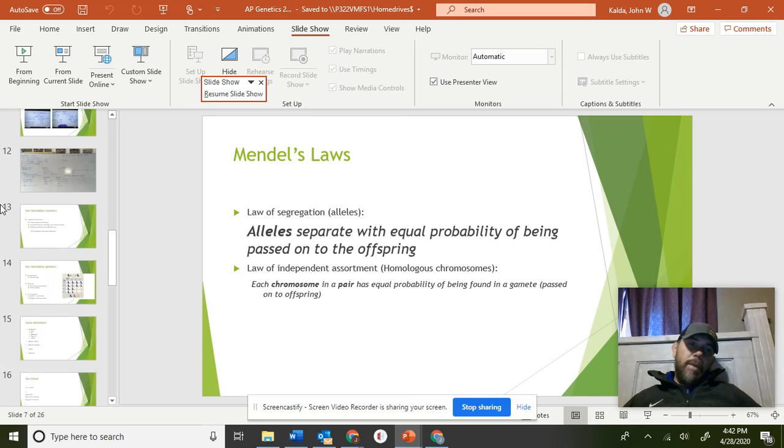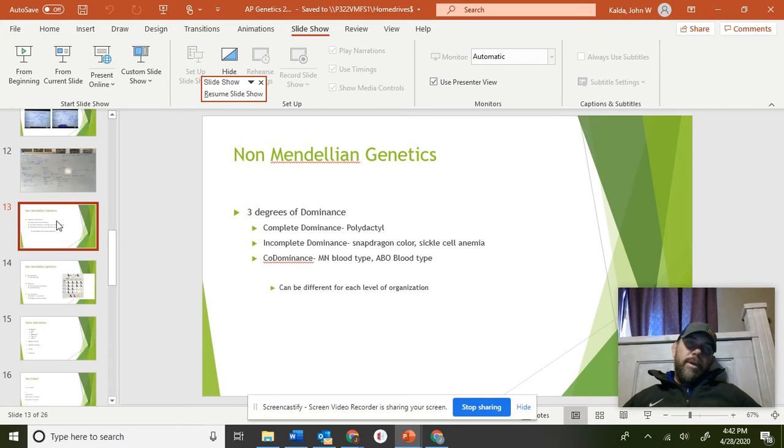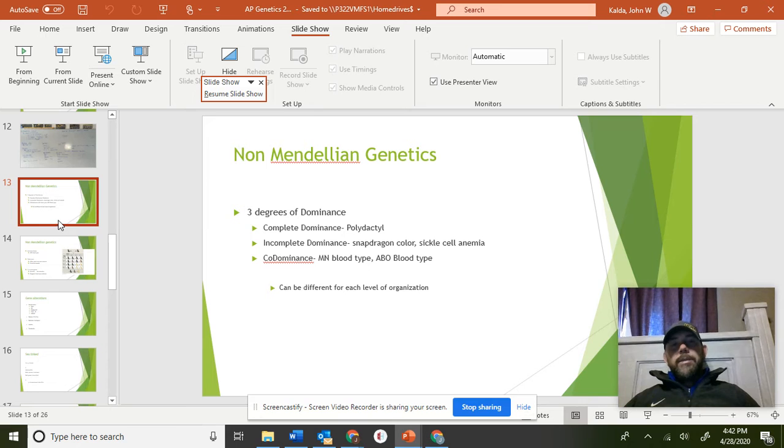When we start looking at non-Mendelian genetics, we look at all the different types of crosses that can occur, which expand on what he showed us. And the simple fact is that it's not always just dominant versus recessive, and we can actually have what they call incomplete dominance.